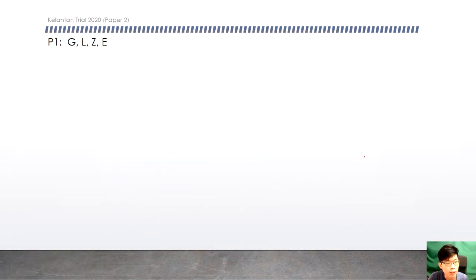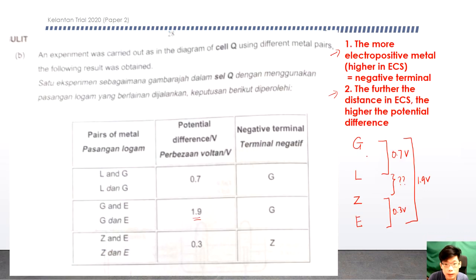Next we look into the question. Okay, I forgot to put in the question. Arrange the metals in the descending order, then explain the answer. Descending order means from the higher position to the lower position. Then you have to explain how you build the electrochemical series here. So point number 1, the descending order will be G, L, Z, E.